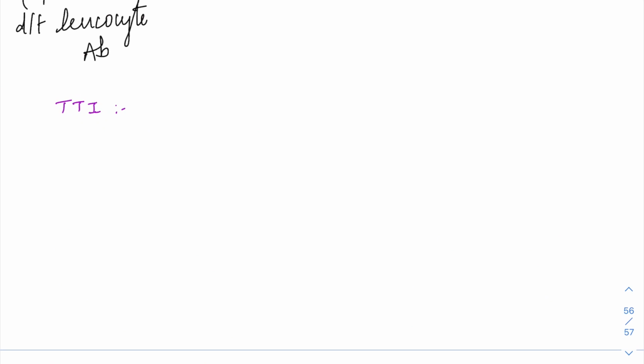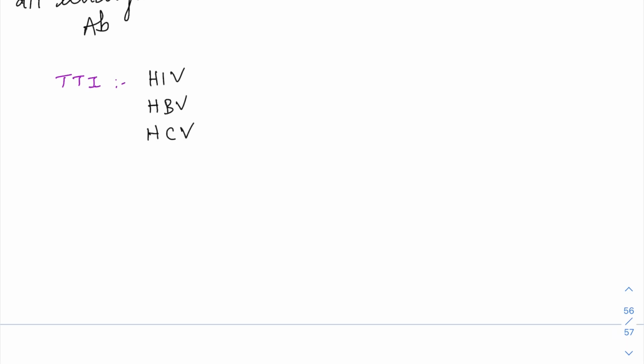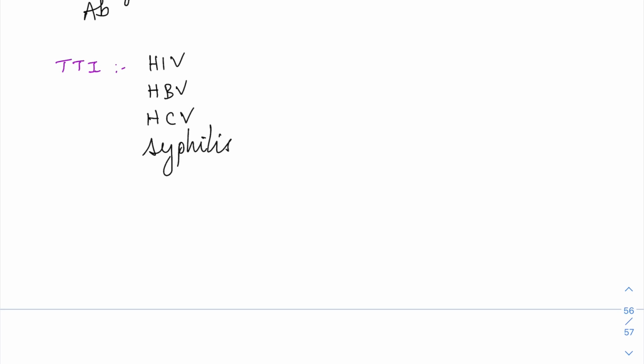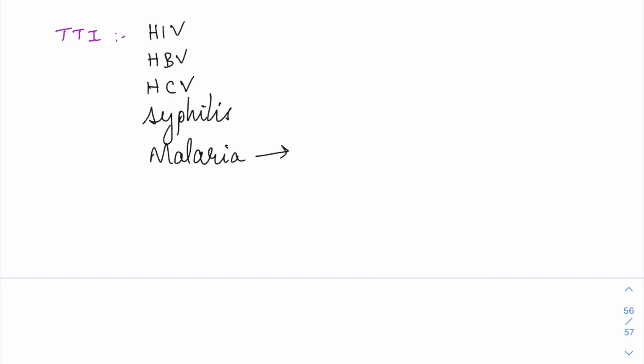Finally, we have transfusion transmissible infection, which we call TTI. What are the infections we check for after collecting blood from the donor? Once we collect the blood from the donor and before transfusing it to the patient, we are going to check for certain blood transmissible infections. They are HIV, HBV, HCV, syphilis, and malaria. These 5 are tested commonly. And malaria is the one which can transmit through all blood components.